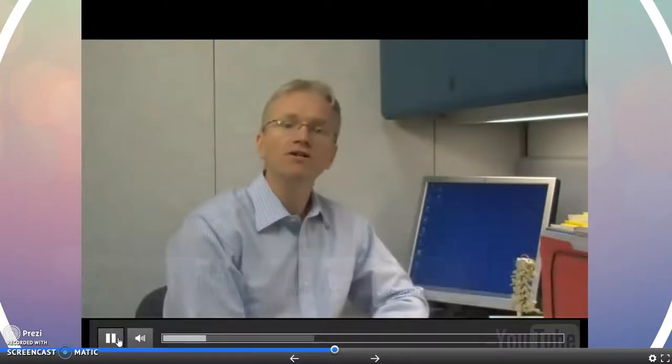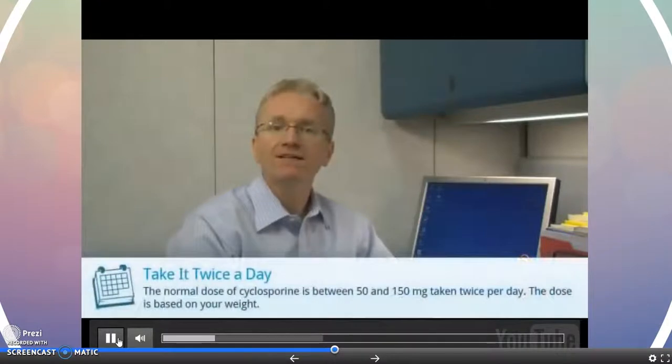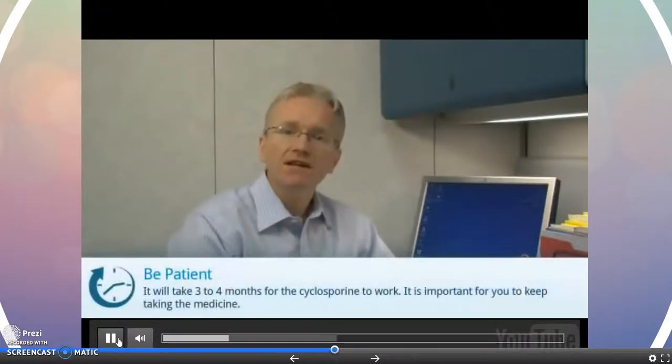We know that vasculitis can also produce, and lupus can produce acute myocardial infarction. So whenever you want to ask about the vasculitis and lupus, yes, it can cause a myocardial infarction. Cyclosporine is also known as Neoral. Cyclosporine is given by a tablet taken twice a day. You'll need to discuss the dose with your doctor. It can take a few months for cyclosporine to work, so you'll need to be patient.